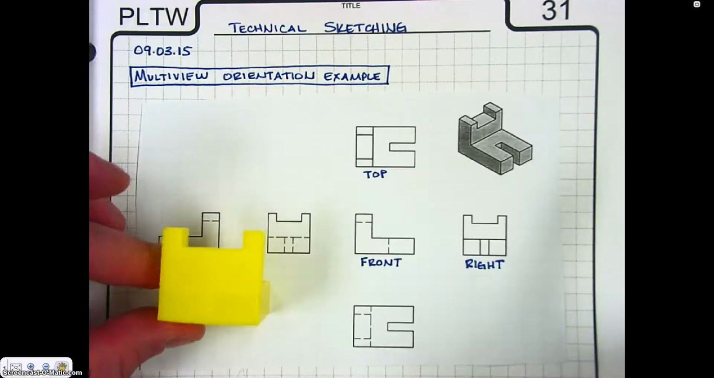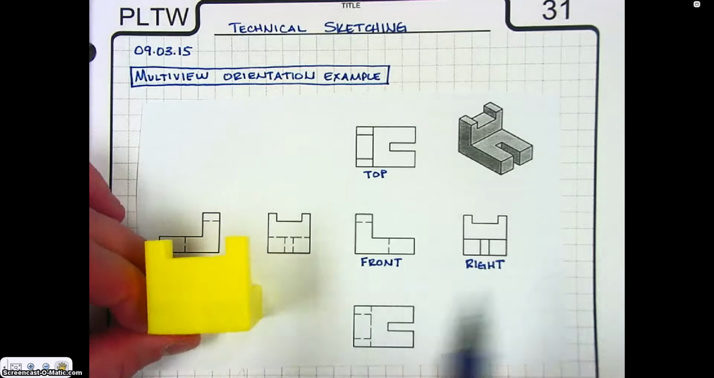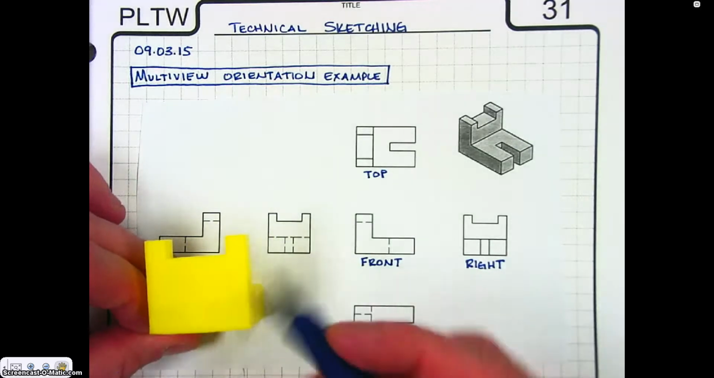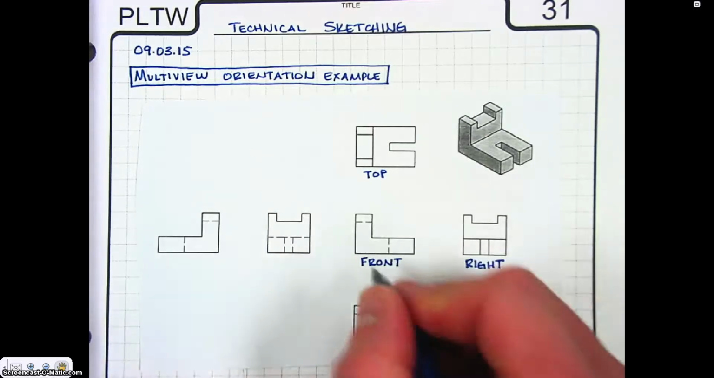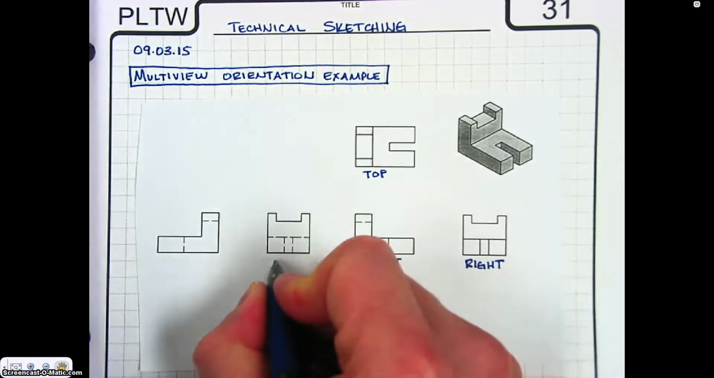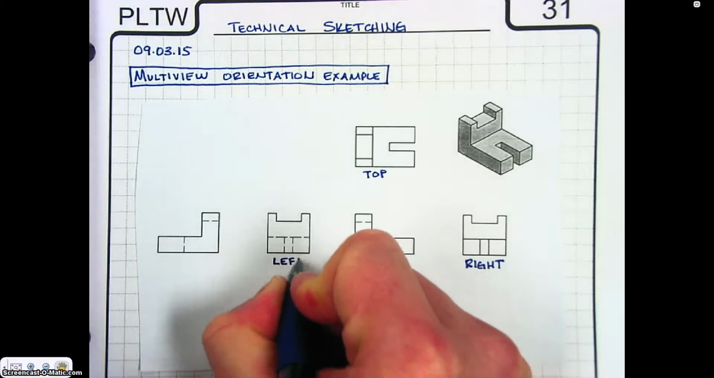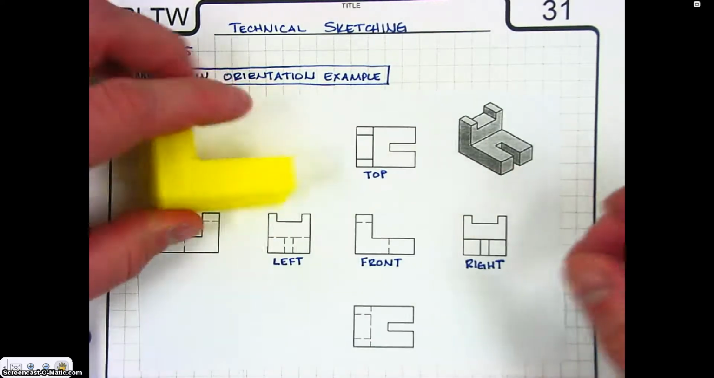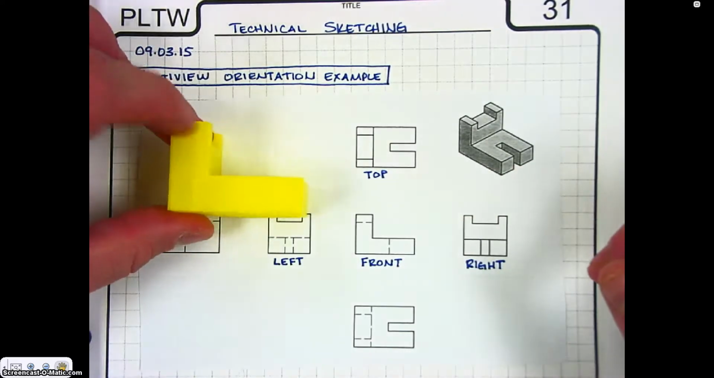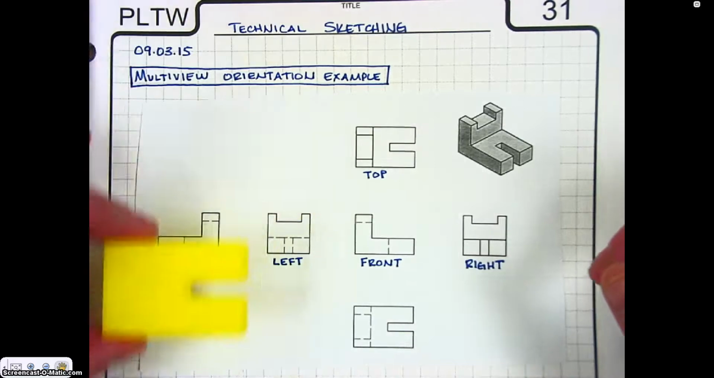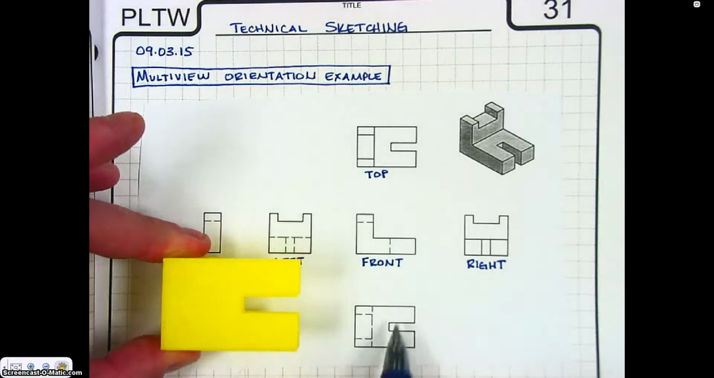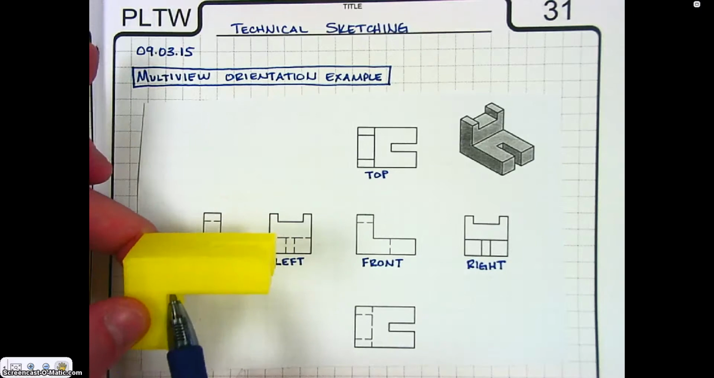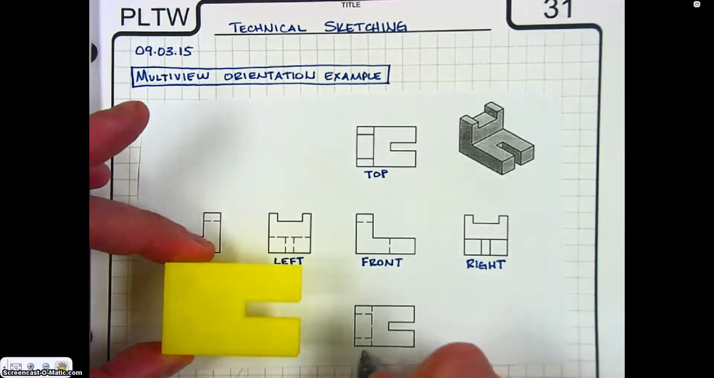The left side view would be directly to the left of the front view. We see that shape, and now we see hidden lines to represent those features that are hidden in that view. Directly below the front view, so here's the front view, if I turn my object 90 degrees, we have the bottom view. So the bottom view is here, and again we have hidden lines to represent those features that are hidden in that view.